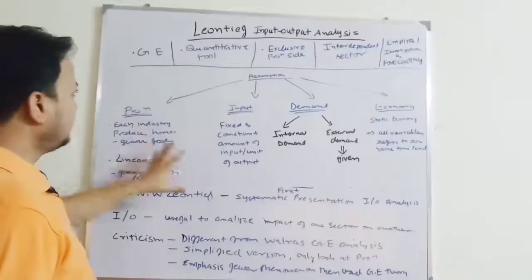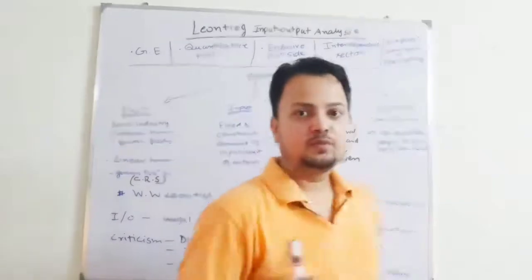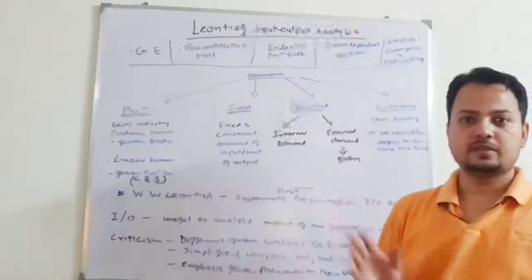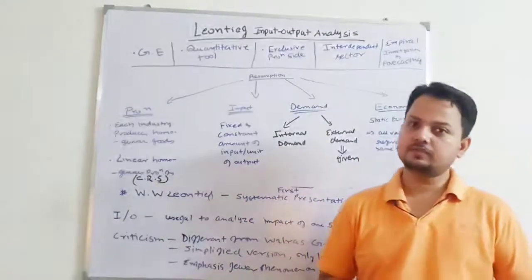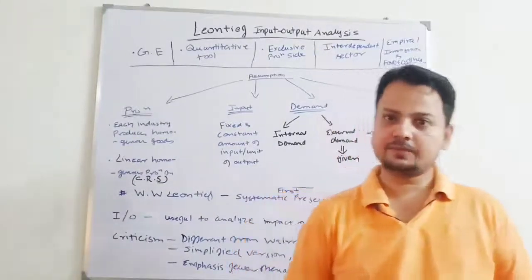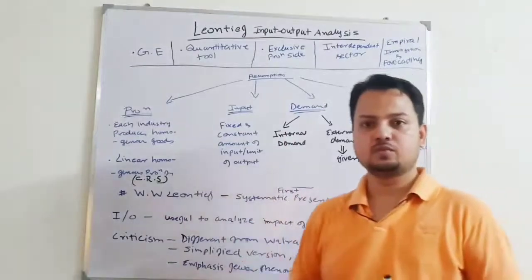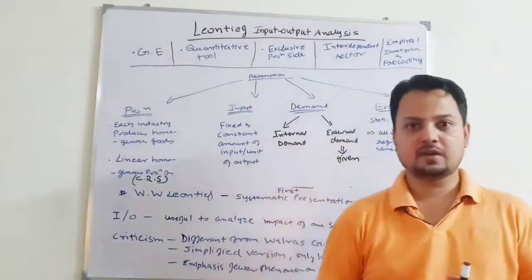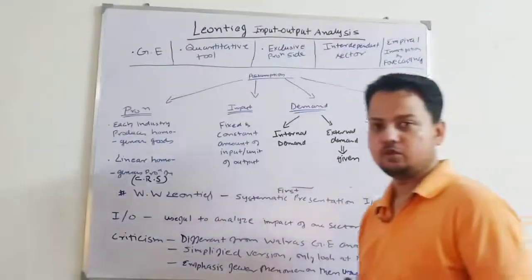So let me summarize what we have done. What is input output analysis? It is a quantitative measurement based on a general equilibrium framework, where we only look at the production side, and it is useful for empirical studies. And what are the assumptions? It is based on very simplified assumptions. We make assumptions on production inputs, on finite demand, and on the time period, or you can say economy.